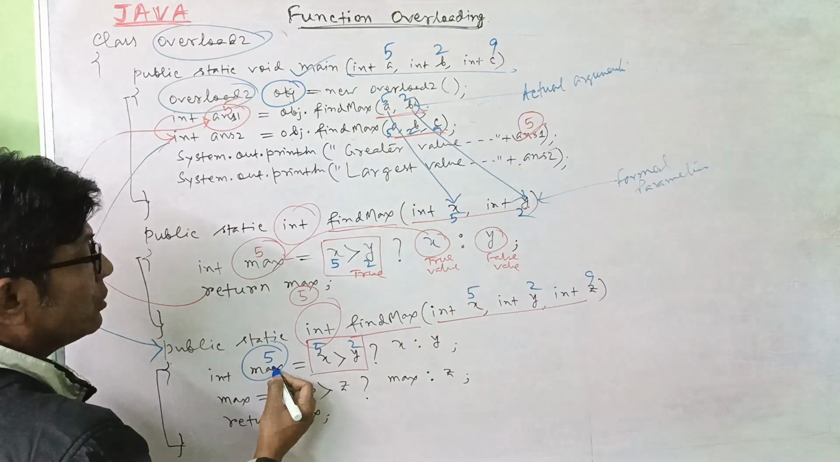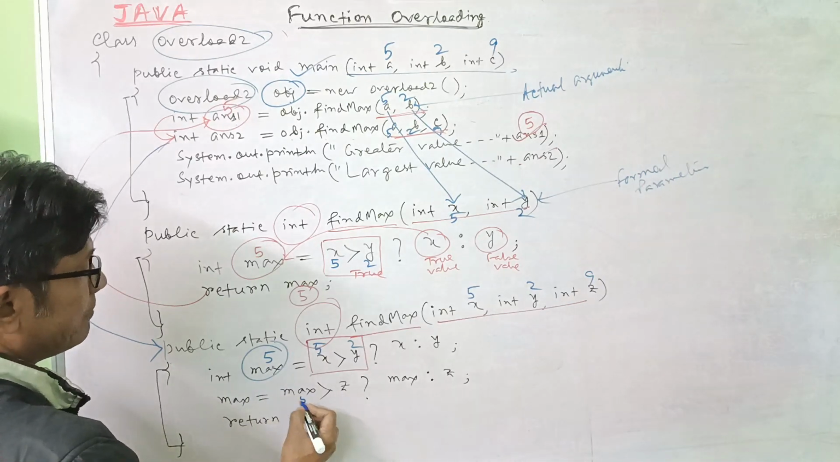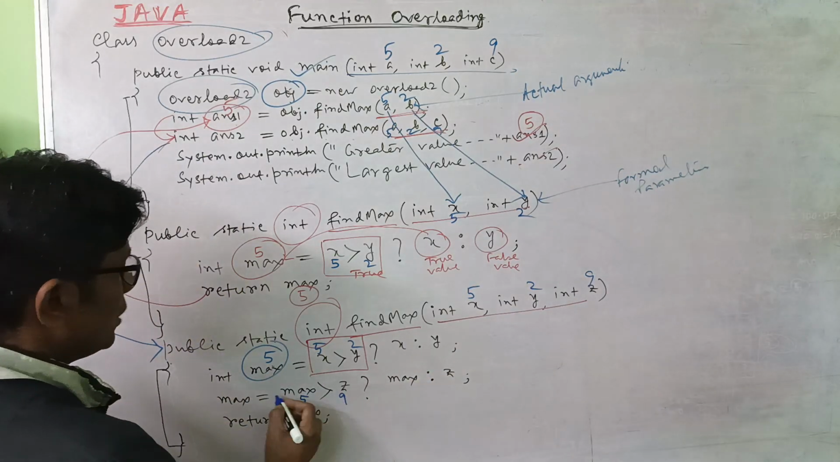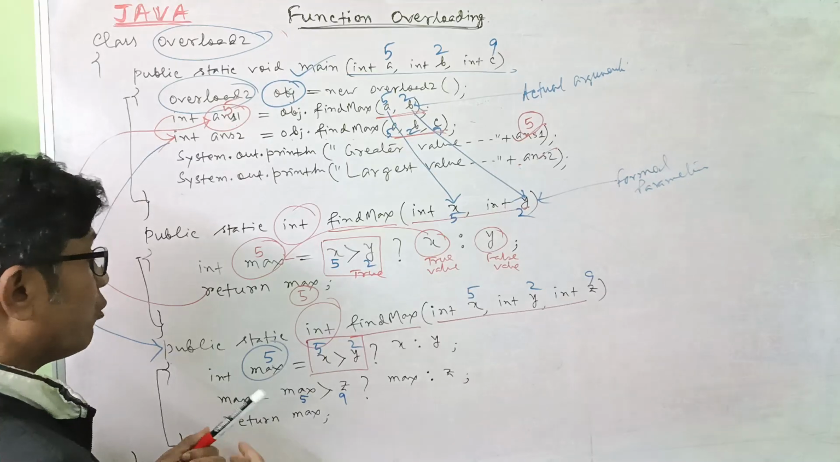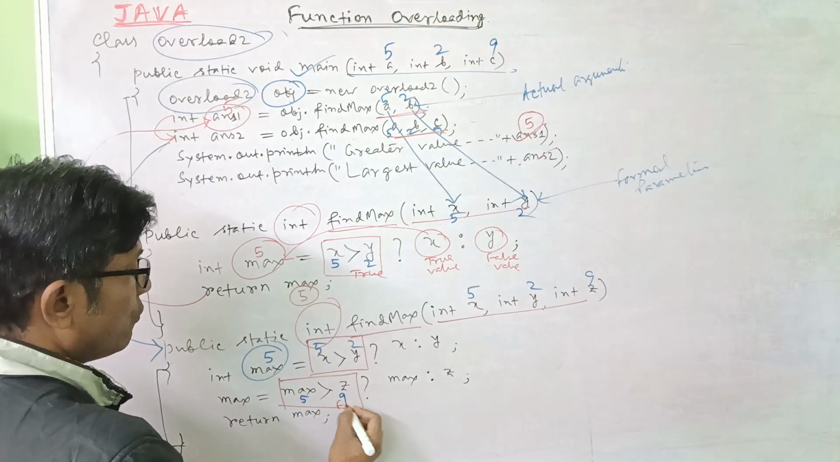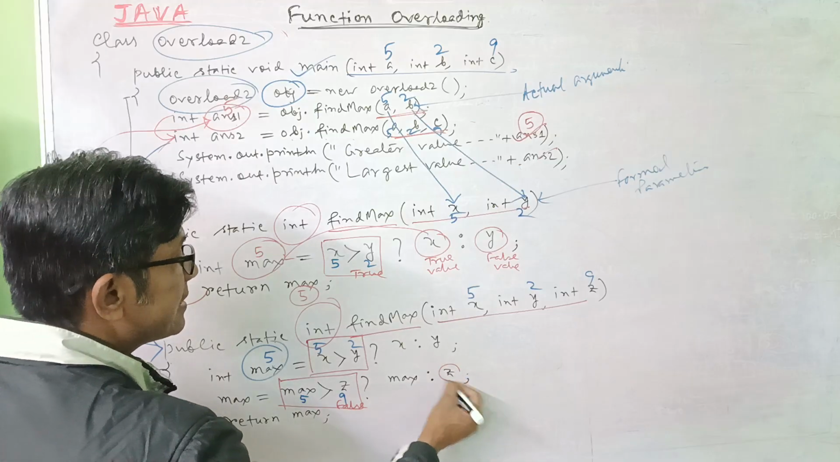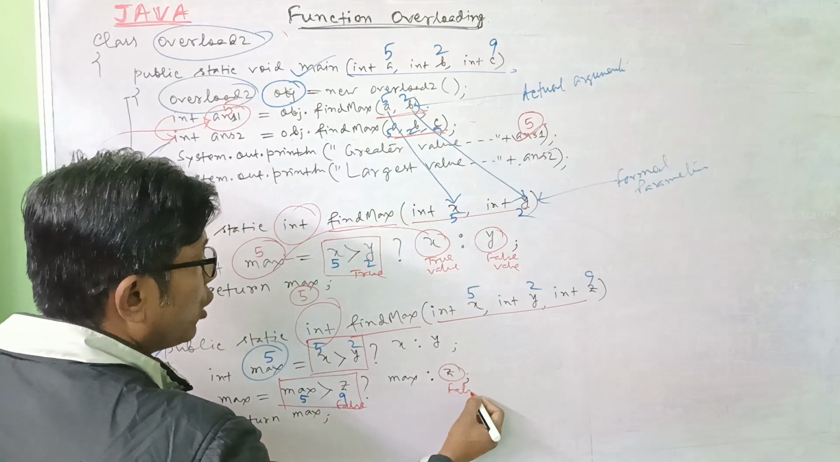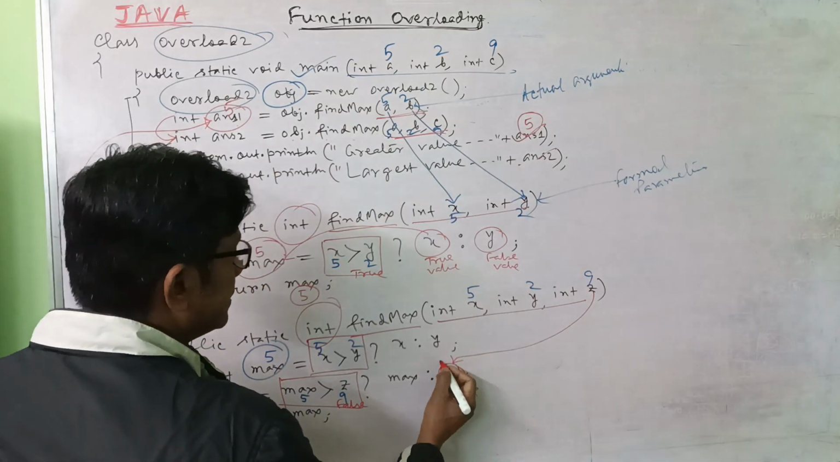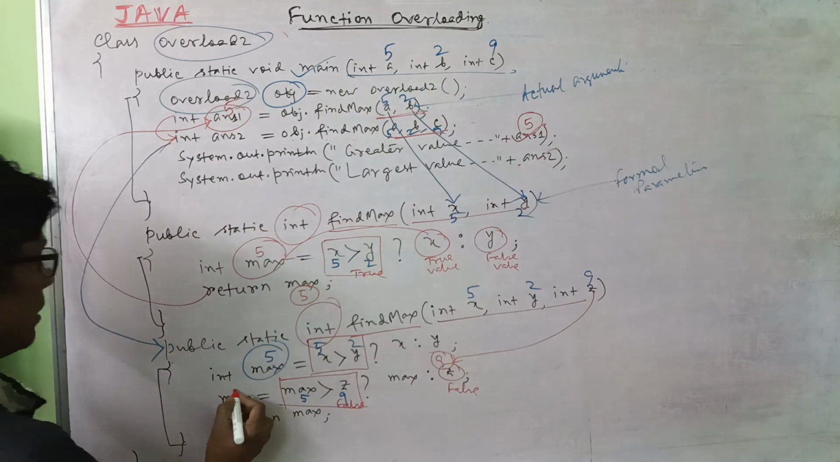So this max value equal to how much? It is 5 this time. And z equal to how much? It is 9. So this time you check. This one is false. The condition is false. False means this is the false answer. So the false value is how much? This z value equal to 9. So that 9 will come here.